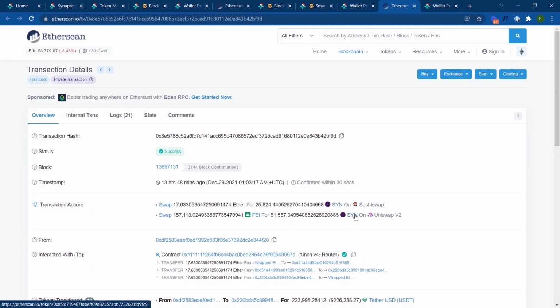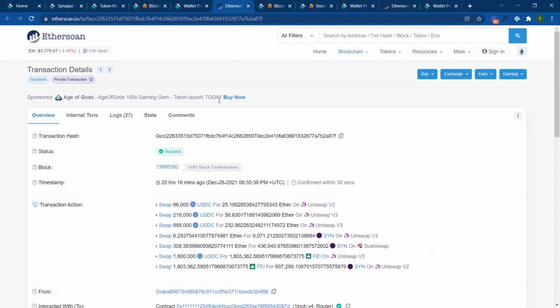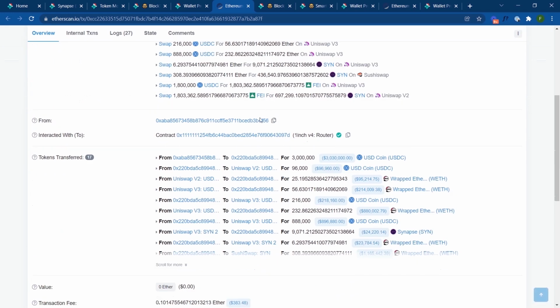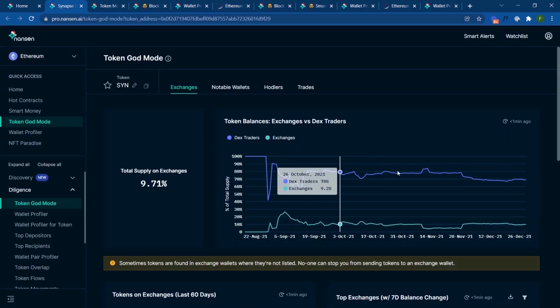Here on Etherscan, we can see that this was a genuine purchase because there's the transaction action section showing that Ether and the stablecoin Fei have been used to acquire SYN. The same can be seen in the Etherscan page of the Block Tower Capital transaction. We can now move to Token God Mode.